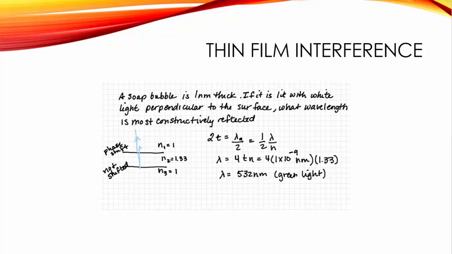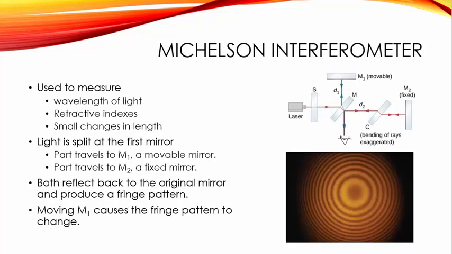At the top, because air has a lower index of refraction than the bubble, you're going to get a phase shift. But because the bubble has a greater index of refraction than the air, at that second surface, there's not a phase shift. And so you would use the equation that I've shown there with the wavelength over 2. Plug everything in, and you end up with 532 nanometers.